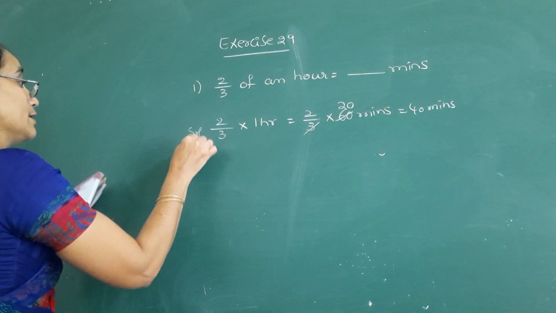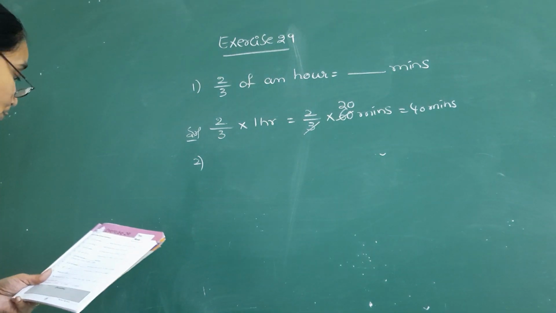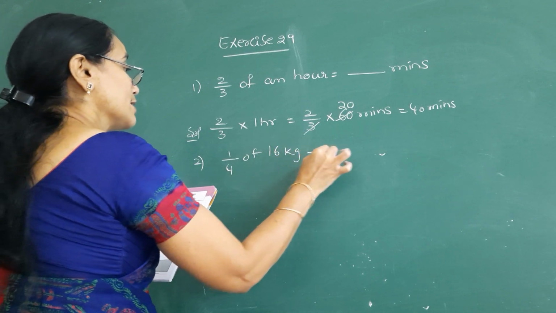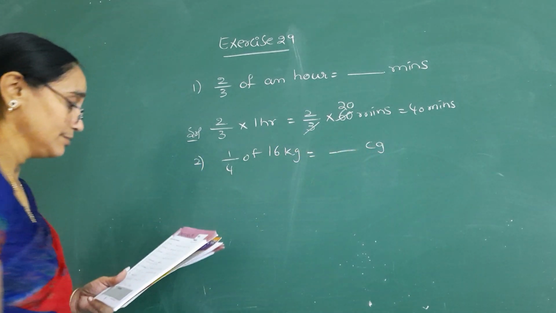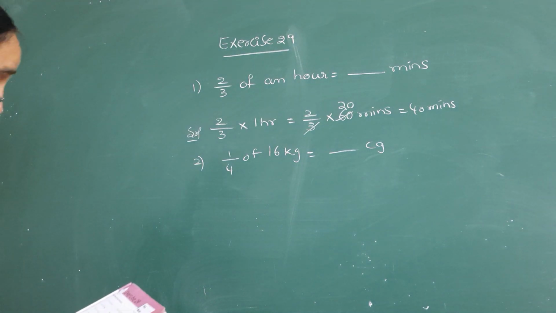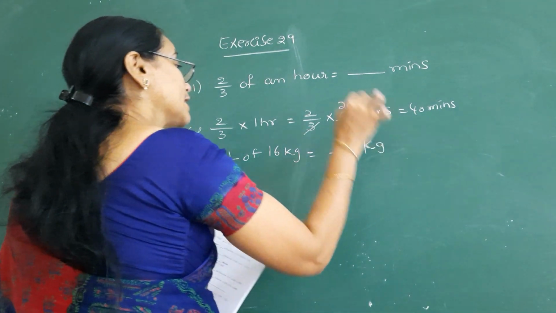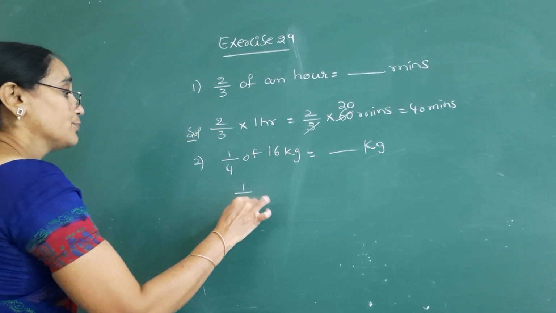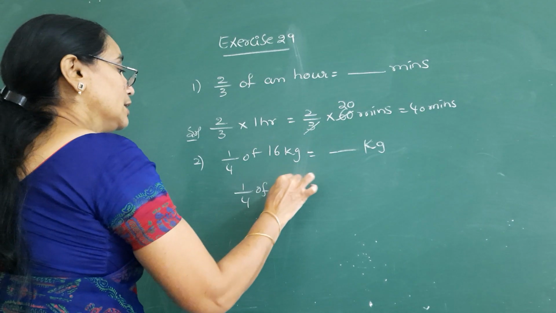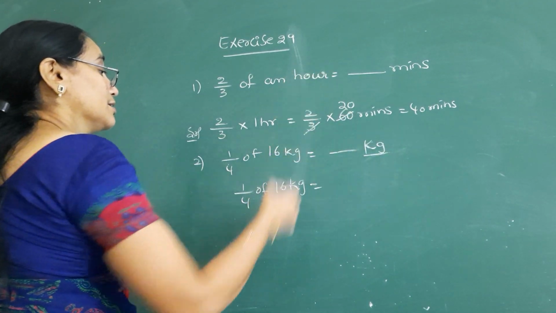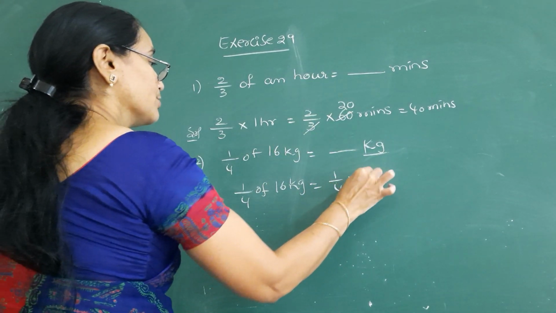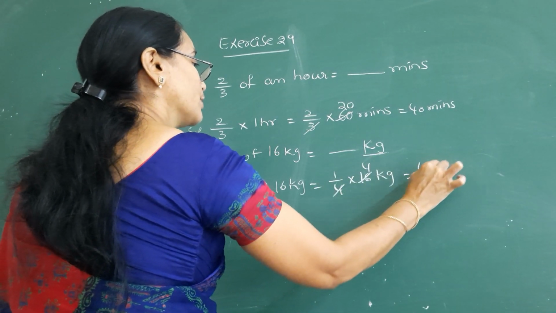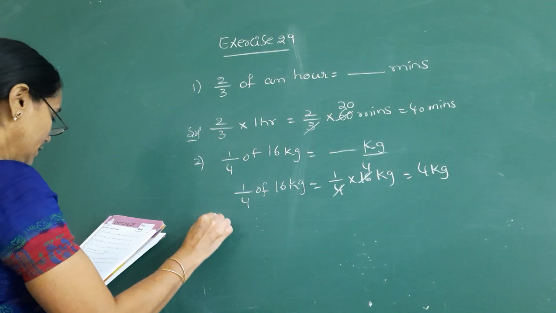Okay, see the second question. 1 by 4 of 16 kg is equal to dash kg only. Okay, now see, already you know how to do this one. 1 by 4. Here there is no need to convert into any unit. They are asking the answer also in kgs. So 1 by 4 into 16 kg, 4 fours are 16, so that is 4 kg. Okay, see the third question.